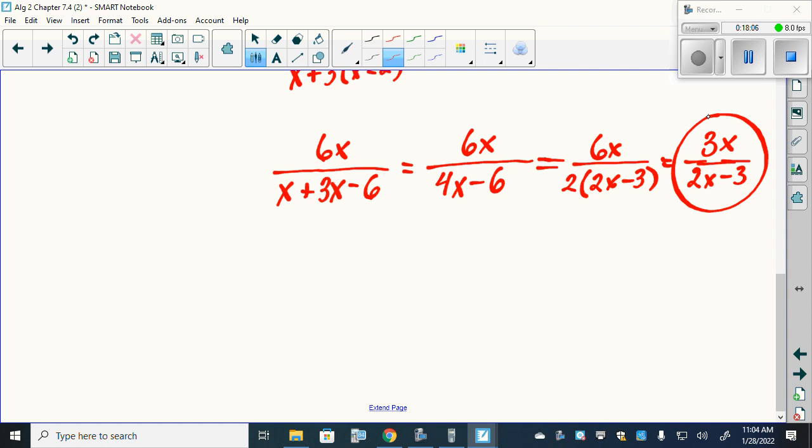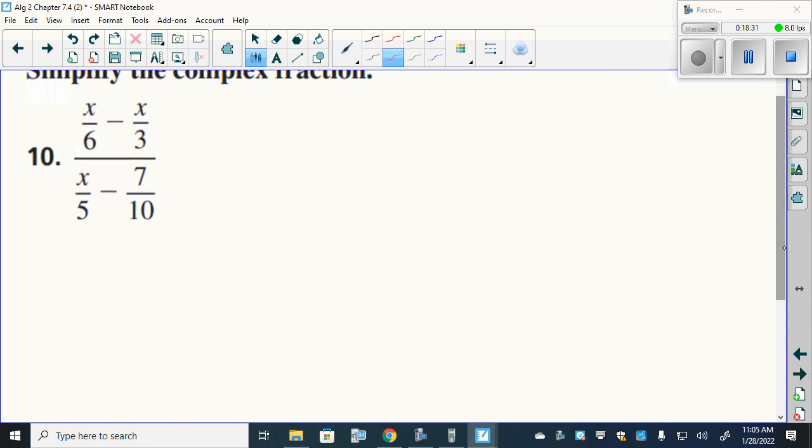Any questions on this here? And that's also why, even if we did have like 6x plus 4 on top, and we can factor greatest common factors out of both, we want to do that to see if we can simplify top and bottom. But 3x over 2x minus 3 is the final answer. Any questions on this here? All right. Let's look at the next one.